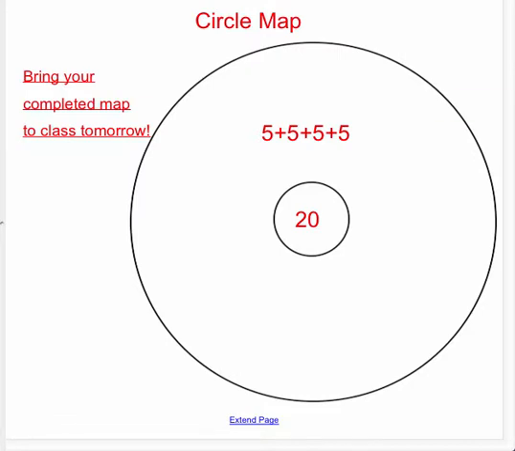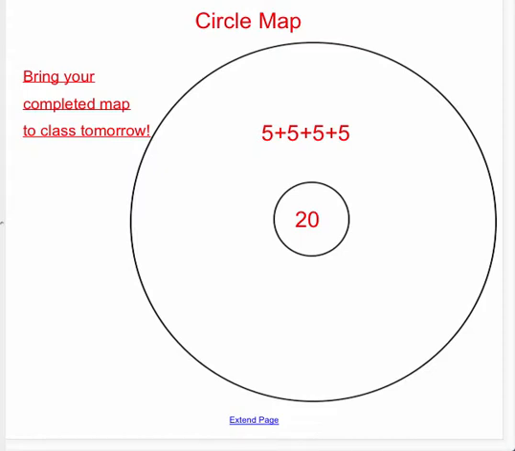Now I would like you to complete a circle map. The circle map you are going to be bringing with you to class. So I'd like you to make sure that you're completing this on a separate sheet of paper that you can bring with you to class tomorrow. This is another way to represent numbers. It's very similar to the name collection box.